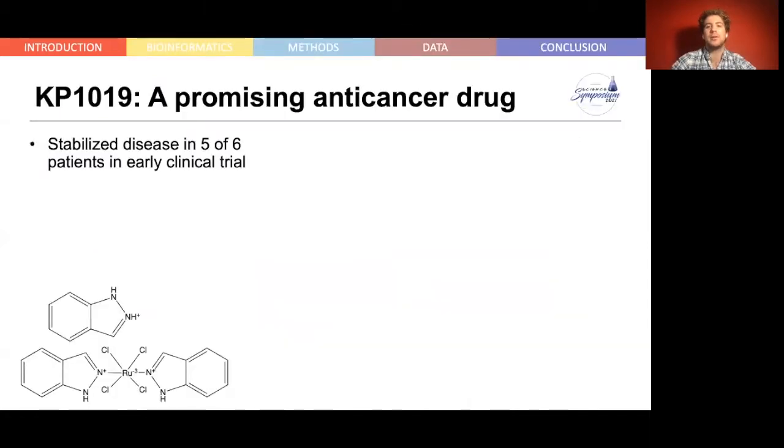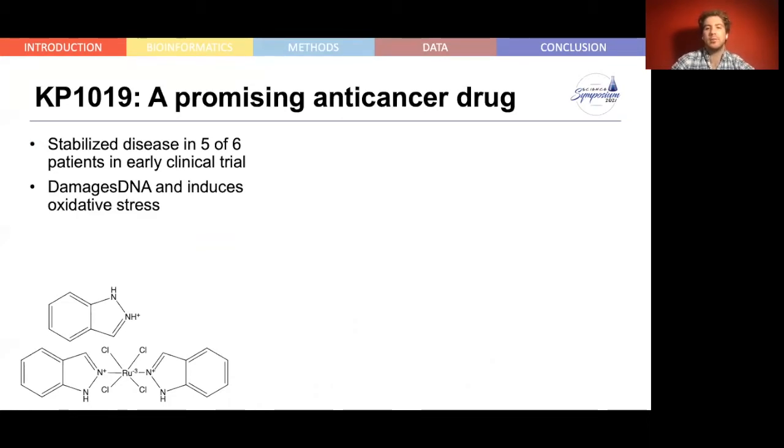First, a bit of background. KP1019 is a ruthenium-based anti-cancer drug, which is very promising. In early clinical trials, it was able to stabilize disease in 5 out of 6 patients. It is thought to be able to do this through induced oxidative stress and DNA damage.